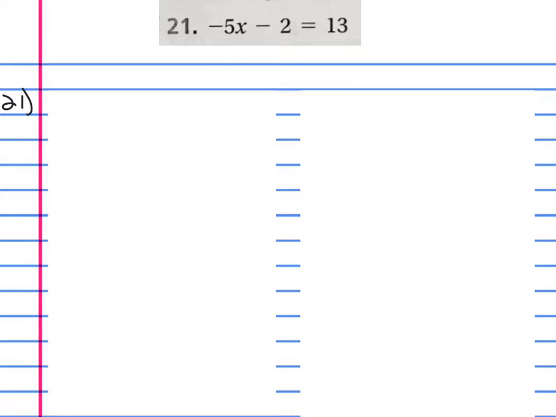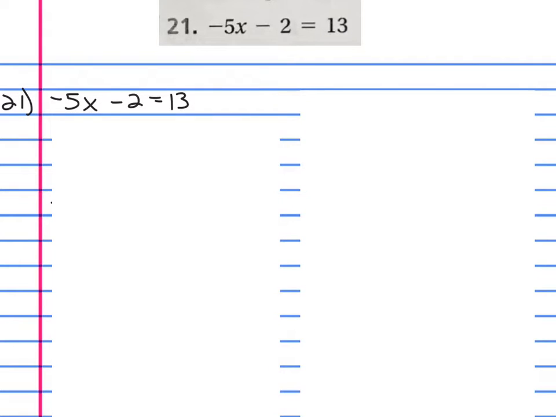All right, number 21, we start with the original equation unchanged. Notice that I'm saying that a lot. I hope that sinks in. It's an absolute requirement. In fact, there's no guessing about it. There's nothing difficult about it. Okay, there's the original equation unchanged.